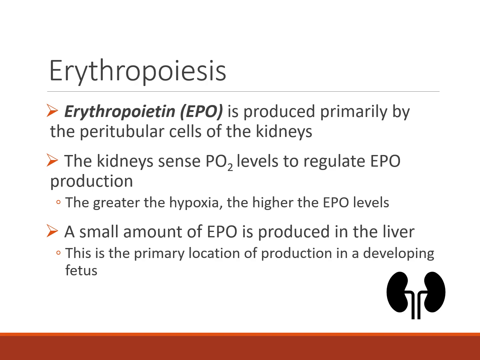A small amount of erythropoietin is also produced in the liver, but the primary location for adults is the kidney. And remember, during fetal development, we have erythropoietin production primarily in the liver, but as a fully formed human being, most erythropoietin comes from the kidneys.